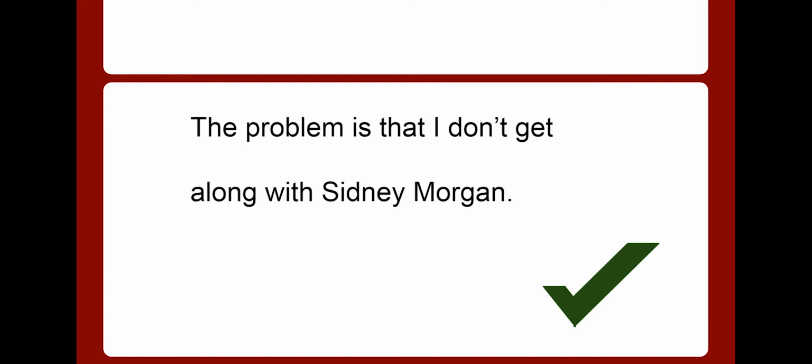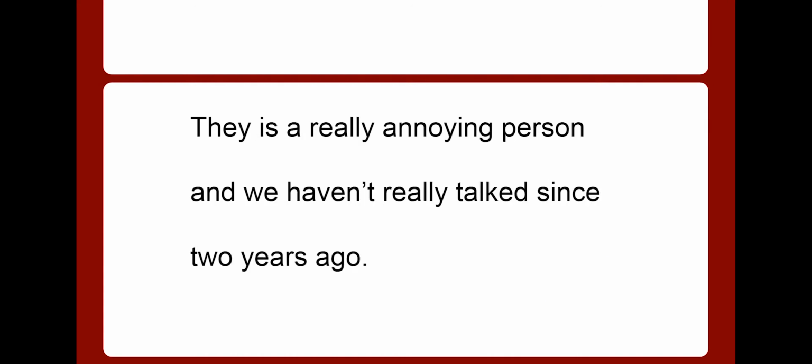"They is a really annoying person, and we haven't really talked since 2 years ago." This one could have a couple corrections. Without getting into too much detail, they is an okay way nowadays to refer to a single person when the gender is not important. So in that case, we could say they are. But let's keep it easy for now. Let's assume that Sydney Morgan is a boy or a girl.